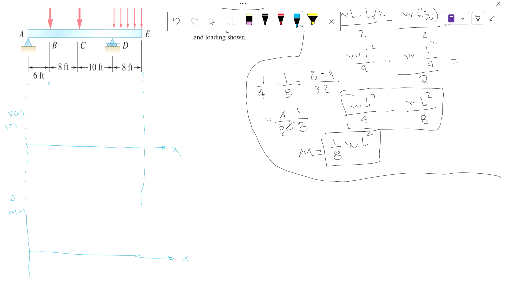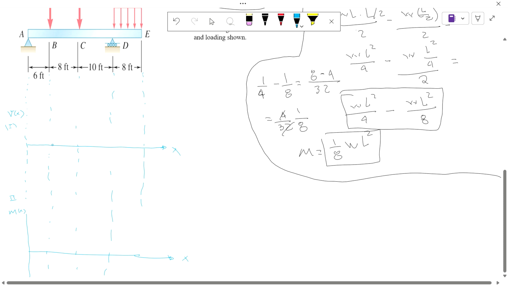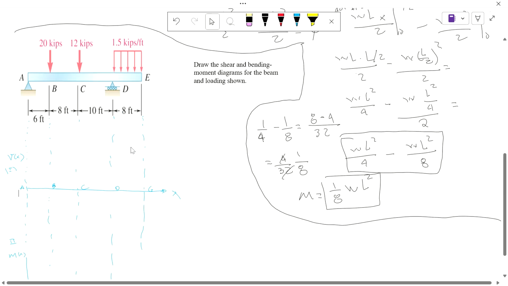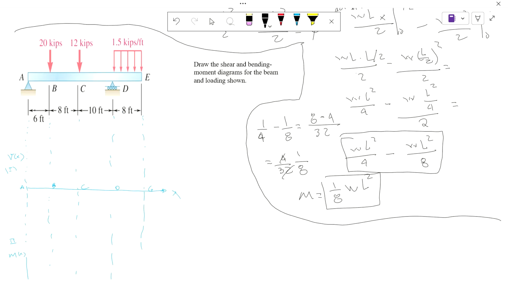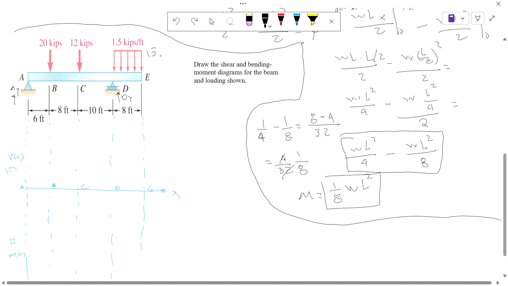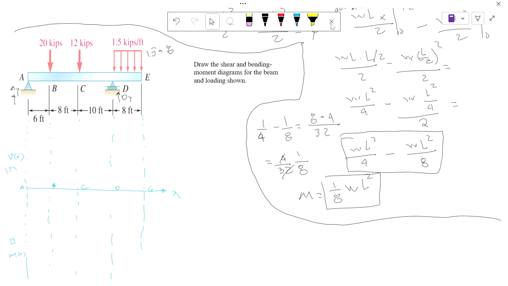Okay, so the next point is B, C, and D. B, C, D, and E, and this is A. Okay, so first things first, let's find the reactions at A and D. So we know that here we have a fixed force, AY, AX is 0, and DY. This is going to give us one equation and two unknowns. This value right here is W, which is 1.5 times 8. So let's do calculator.